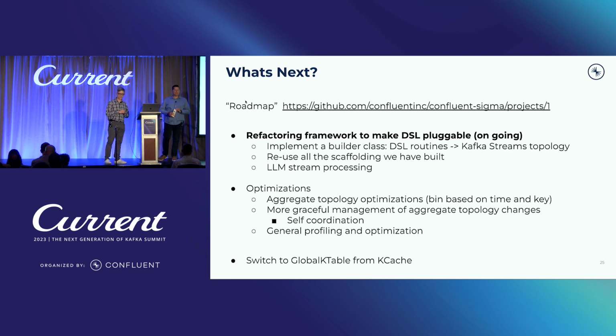We'll probably switch also to a global K-table from K-cache. K-cache is really cool, but when we switch to the global K-table, that allows us to do that historical rule matching. So that should be pretty cool.